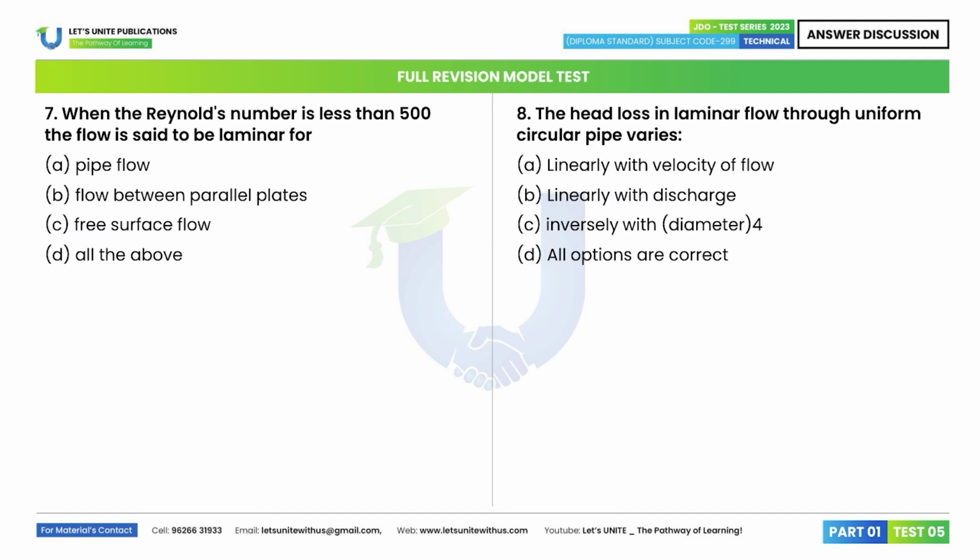Seventh question, when the Reynolds number is less than 500, the flow is said to be laminar for free surface flow. Option C is the correct answer. Eighth question, head loss in laminar flow through a uniform circular pipe varies linearly with velocity of flow, linearly with discharge, and inversely with diameter to the power 4. All options are correct. Option D is the correct answer.